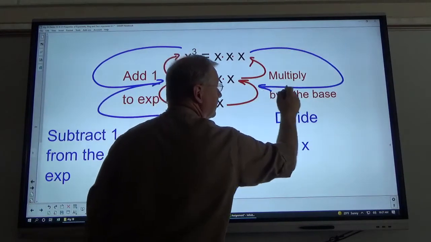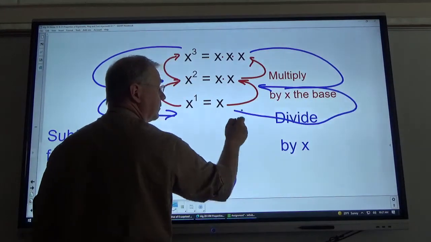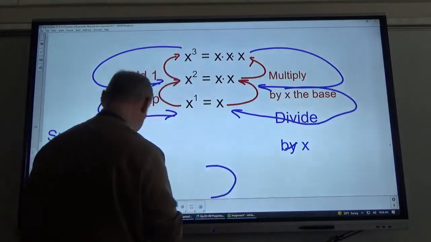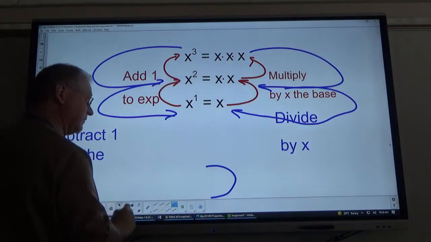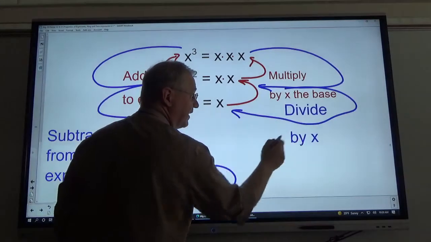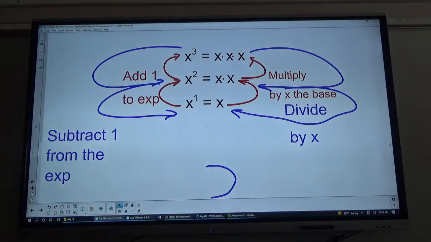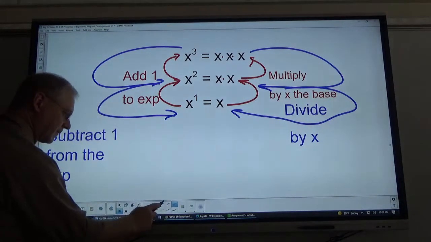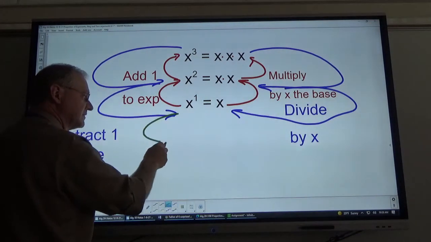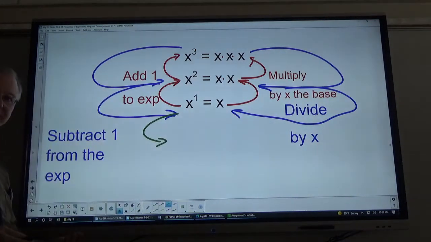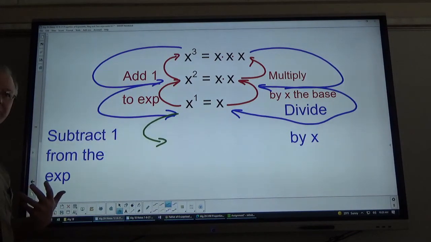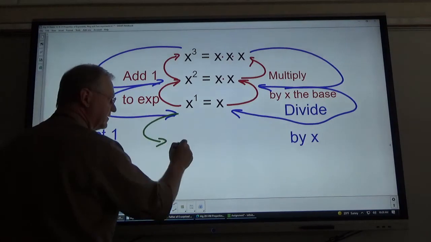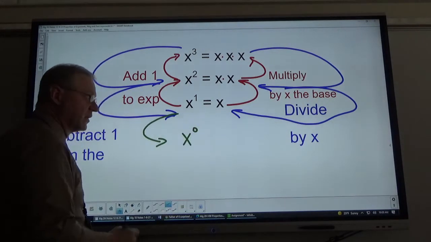Going here, going here. Yeah, it was kind of funky. All right, and there we go. Divide by x each time I go down. All right, now get rid of that. Now if I continue to go down, I'm getting out of the realm of what I'm used to, which is positive exponents, and now I get into x to the 0.